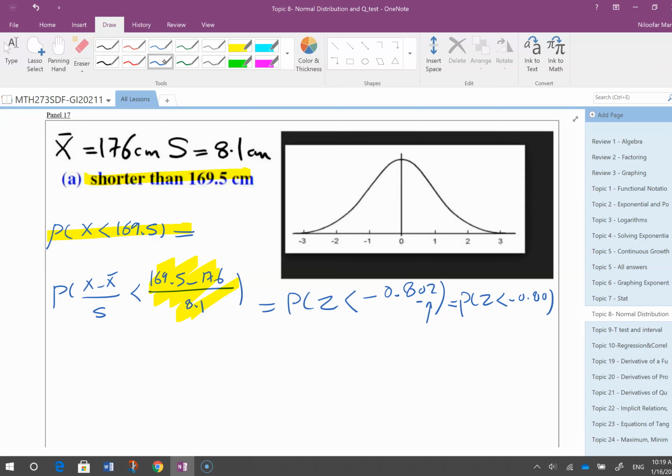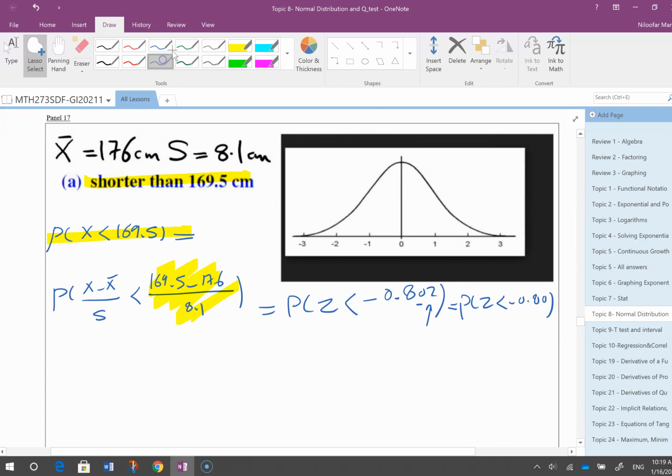Oh, perfect. Now I can go to the table to find the answer. No, you can't, because it's negative. Where is that? For example, this is 0.8. Let me see why it's not working here. Just 1 second.